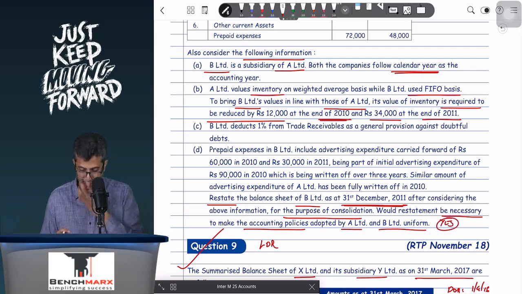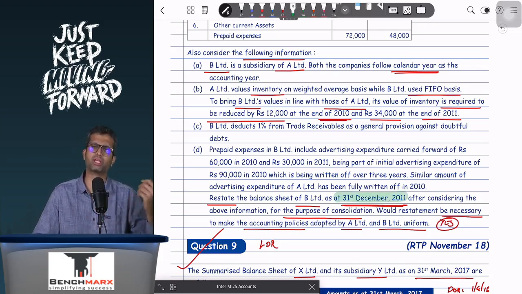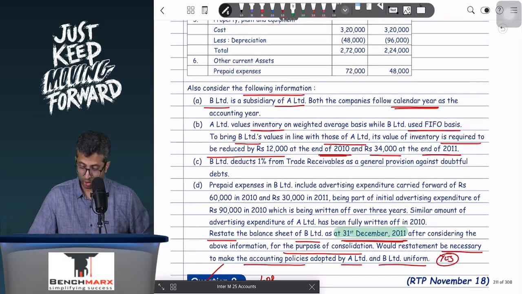Restatement is necessary, and you have been asked to restate as on 31st December 11. If you were also asked to restate on 31st December 10, we would have done that as well. Here you have been asked to restate on 31st December 11. So you have been told A values the inventory using weighted average, whereas B uses FIFO.